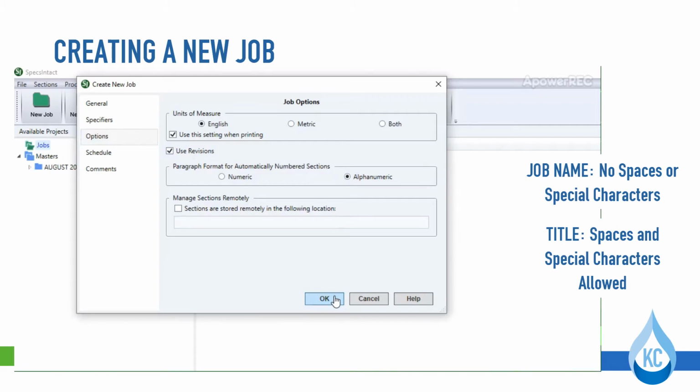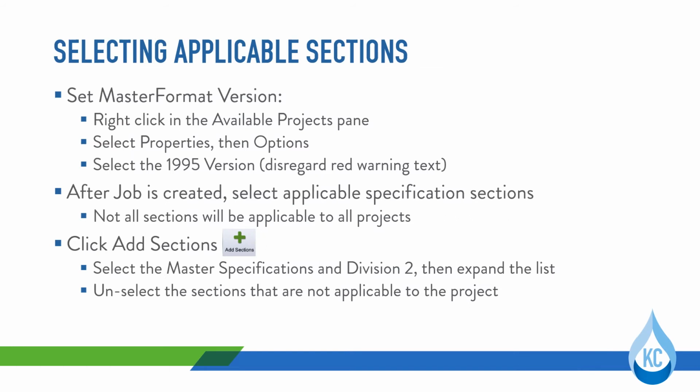Please note that you can always access and revise these properties later on by right-clicking on the job in the main viewer and selecting Properties from the drop-down list. A majority of the information input in the job options provides later automation options for header-footer settings when ready to PDF the project specifications. Next, we're going to talk about how to add applicable sections to your project.